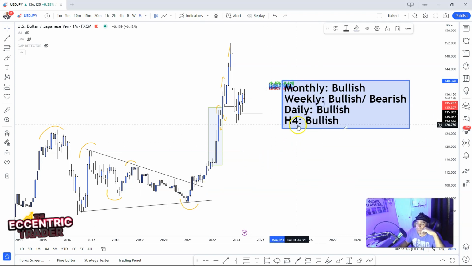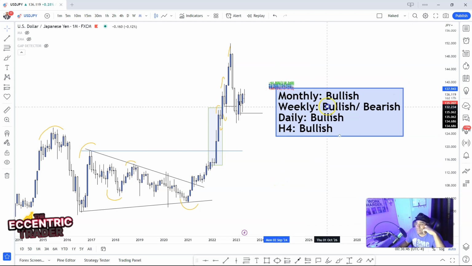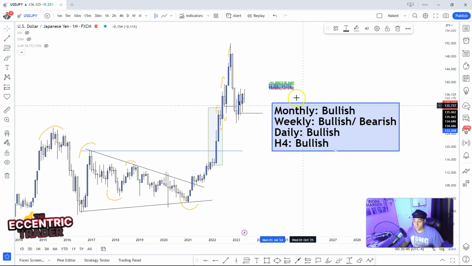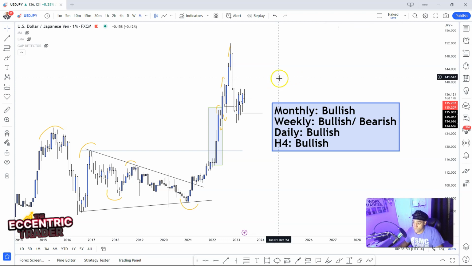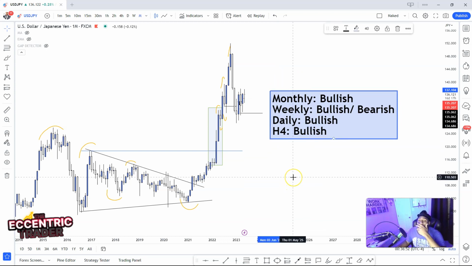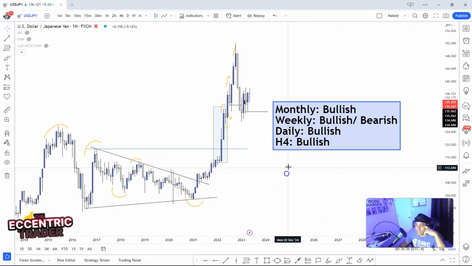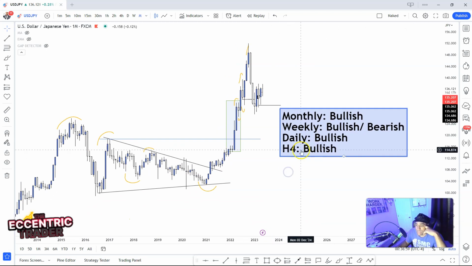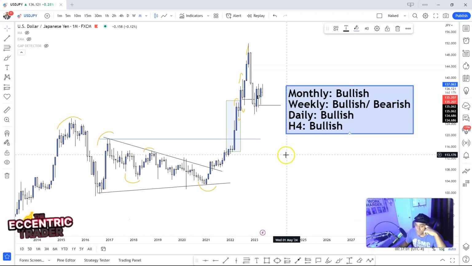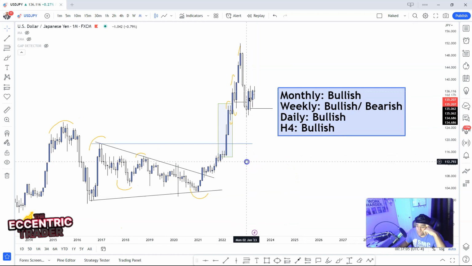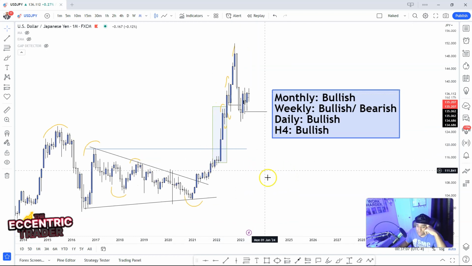We got UJ here. Top down analysis, monthly time frame. Let's go. So where are we in the market? Looking at the monthly time frame, where are we currently in structure? You can definitely tell we're in an uptrend based off what I drew. But what led to this uptrend?